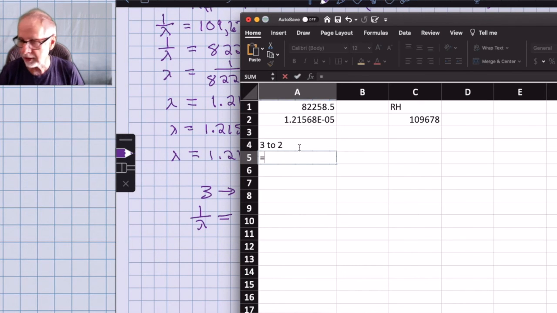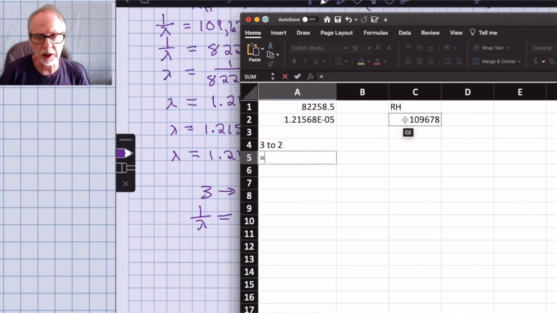And now rather than typing in the Rydberg constant, and the reason you would do this is if you are going to use the Rydberg constant repeatedly in a number of different calculations, I'm just going to refer to that.